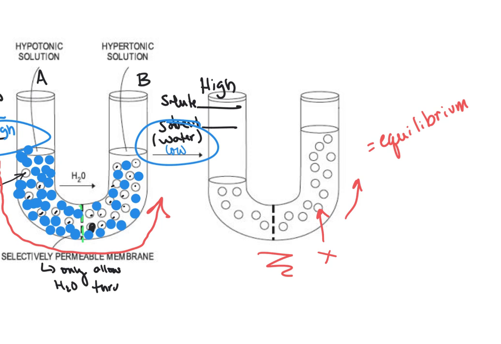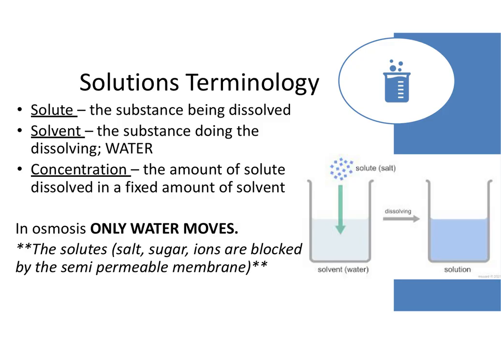So let's explore this a little bit further here. A couple of definitions we want to make sure to have down. Solute, again, is the thing that's being dissolved. Examples of this would be salt, sugar, those kinds of things. Solvent, obviously, is what's doing the dissolving. So for most of our examples, that's going to be water. And the concentration is, again, just talking about how many particles or solutes are in a particular given area.